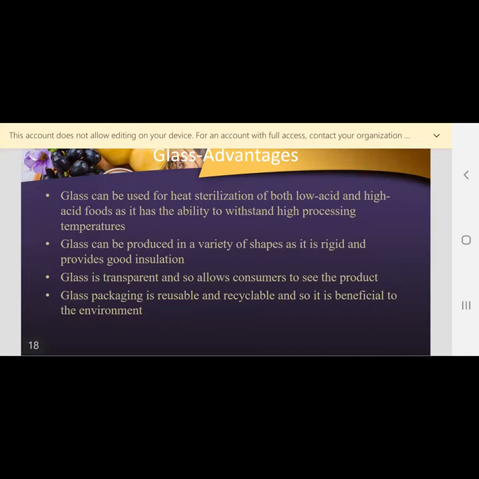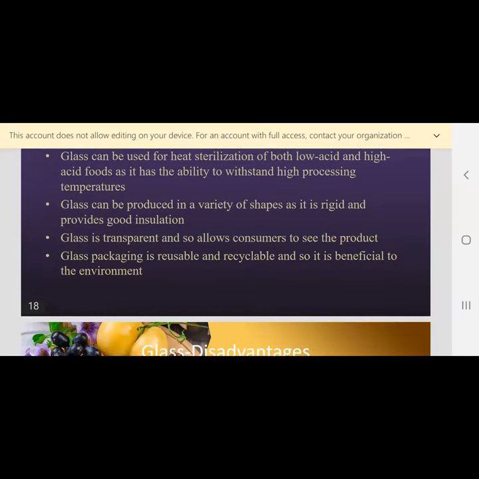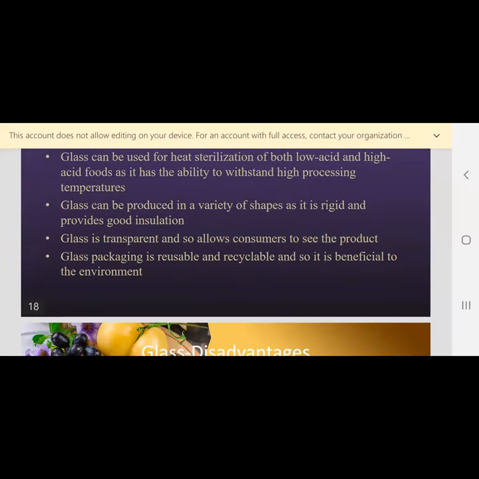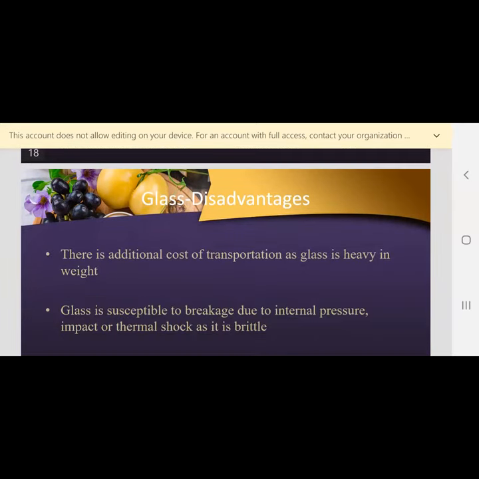The glass can be of various shapes, as it is a rigid material and it is a good insulating material also. Your desired object will keep your desired temperature for a very large part of time rather than other materials. So these are the good things about glass, and you can see or observe your food from outside because it is transparent. And what are the disadvantages?